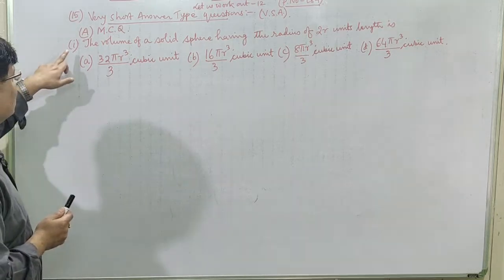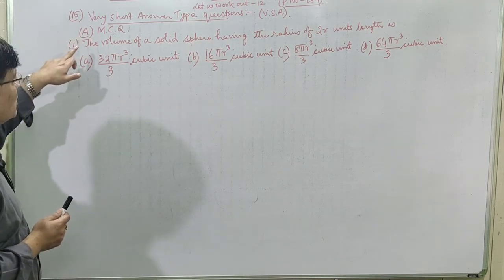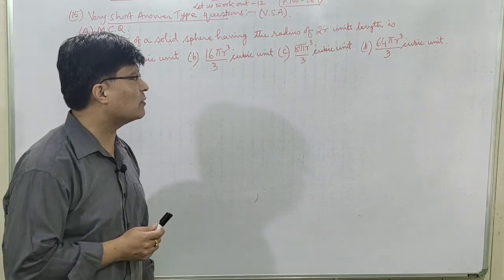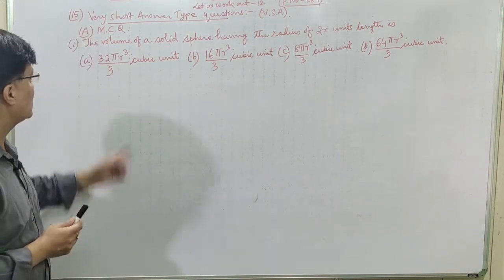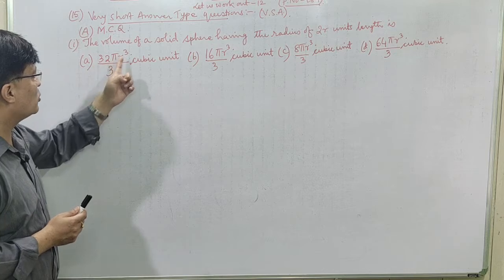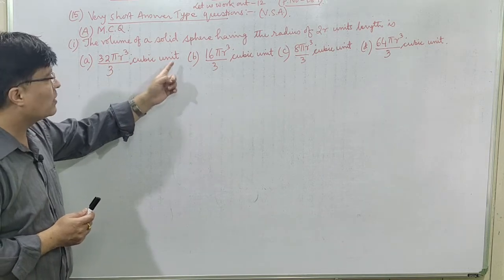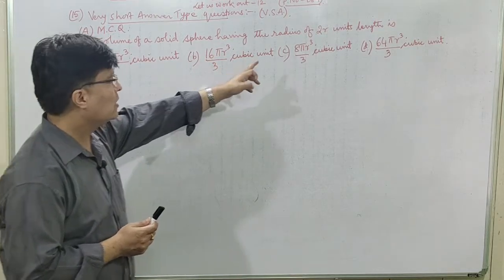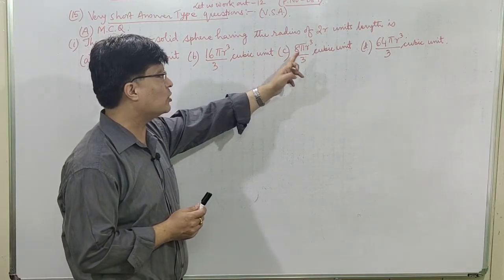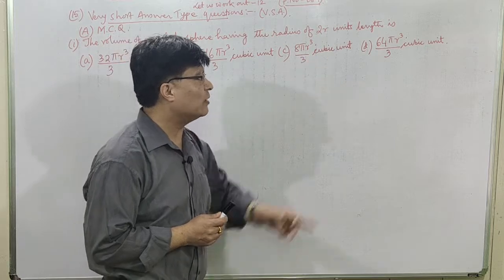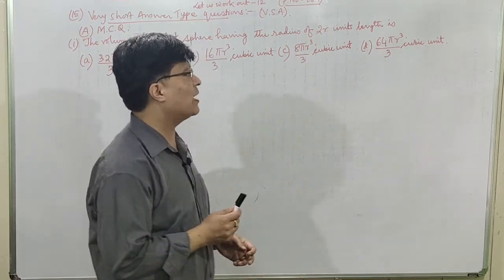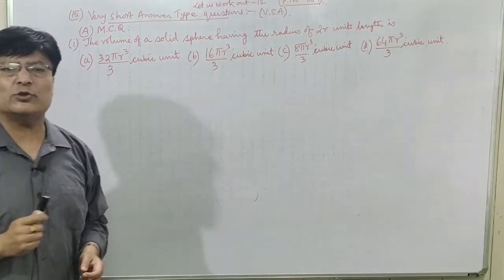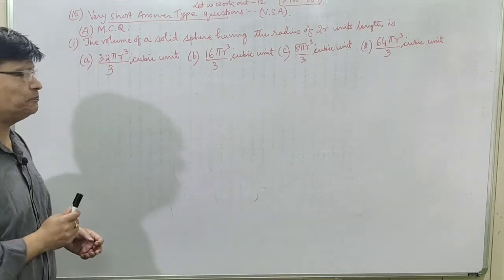Question number 1 is: the volume of a solid sphere having the radius of 2r units length is A, 32 pi r cube by 3 cubic unit, B, 16 pi r cube divided by 3 cubic unit, C, 8 pi r cube divided by 3 cubic unit, and D, 64 pi r cube divided by 3 cubic unit. So which is the correct answer? You have to choose the correct option out here.